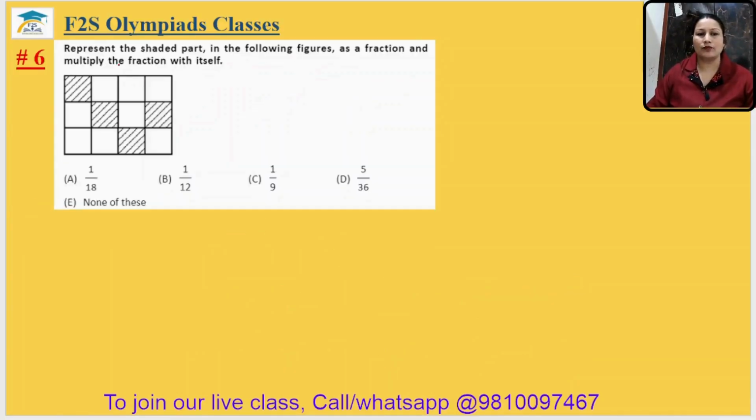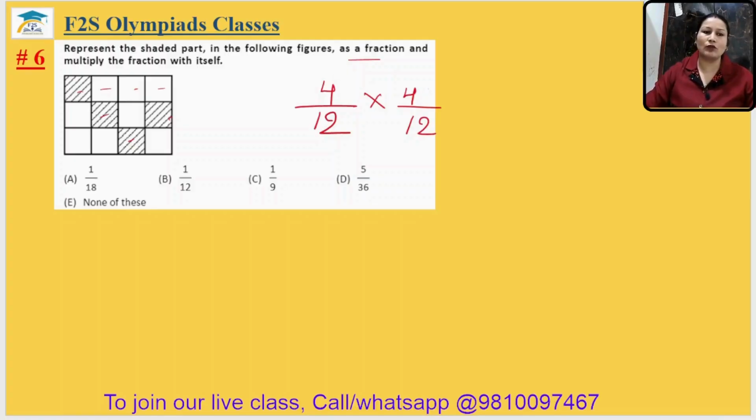Question number 6. Represent the shaded part in the following figure as a fraction and multiply the fraction with itself only. So first count the total number: 1, 2, 3, 4 plus 4 is 8, plus 4 is 12. So 12 is your denominator, and 1, 2, 3, 4, 4 is the numerator.